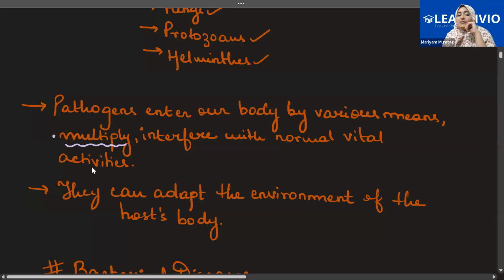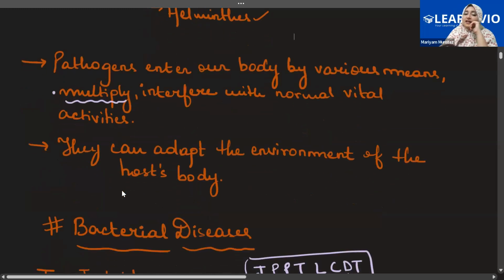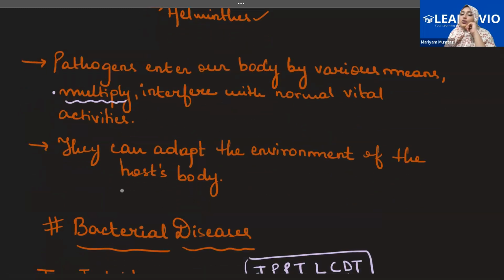Pathogens have a property that they can adapt to the environment of the host's body. If you remember the Animal Kingdom, when we studied about the worms, many a times it was mentioned that these worms have hooks and suckers present in them. Why did they have them?